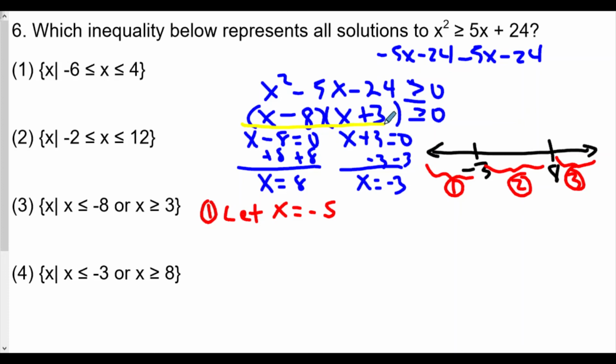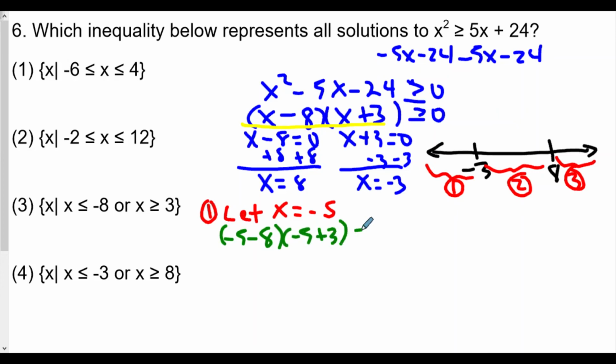This is an equivalent inequality to x squared is greater than or equal to 5x + 24. So whatever works for this inequality, (x - 8)(x + 3) is greater than or equal to 0, will work out for x squared is greater than or equal to 5x + 24. So we're going to now plug in -5 for x. So we have (-5 - 8)(-5 + 3).